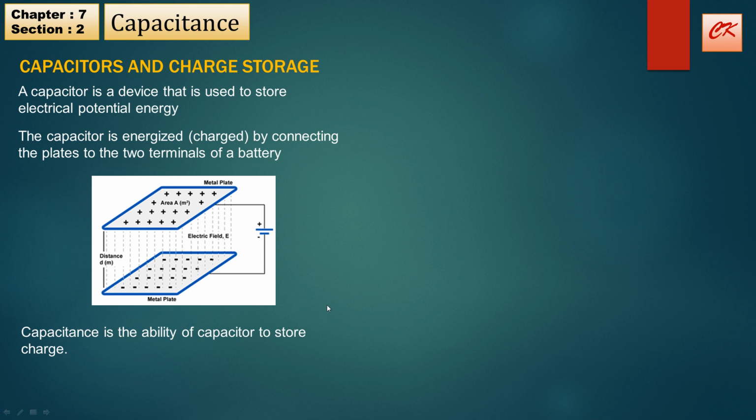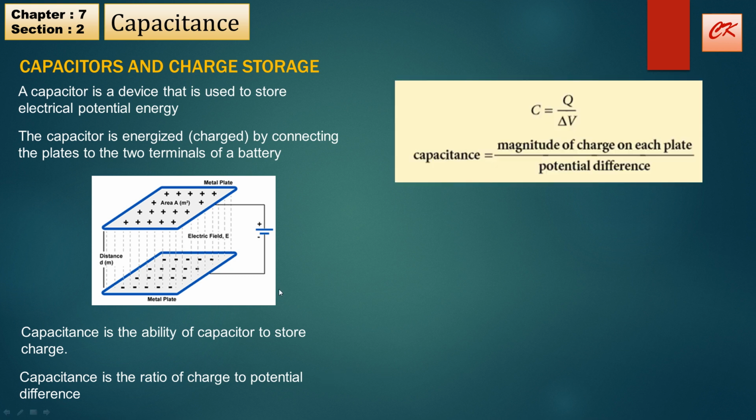So every capacitor has a capacitance. We say capacitance is the ability of a capacitor to store charge. On every capacitor, it is written how much capacitance it has. Another definition of capacitance: capacitance is the ratio of charge to the potential difference. When we connect a parallel plate capacitor to a battery, the charge will accumulate here.